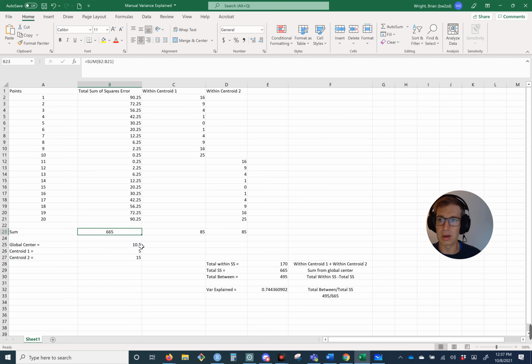This is the global center. So the sum of this is all of the distances, the sum of all the distances inside. So that's our total variance, all right, of our data set. Okay, and then say we had two centroids. We had two centroids, one at 5 and 15. All right, kind of at the midpoints of both of these potentially.